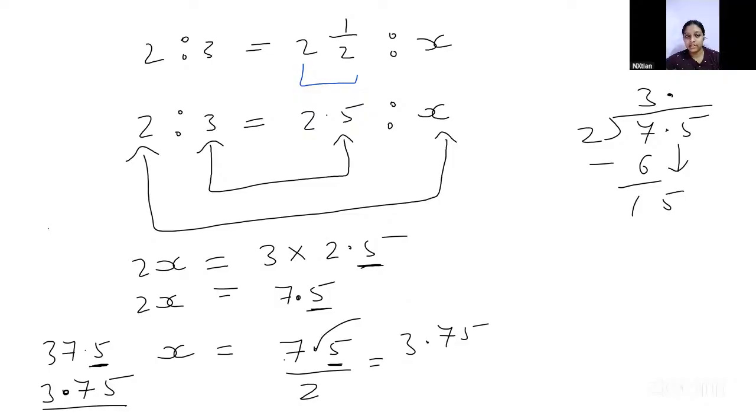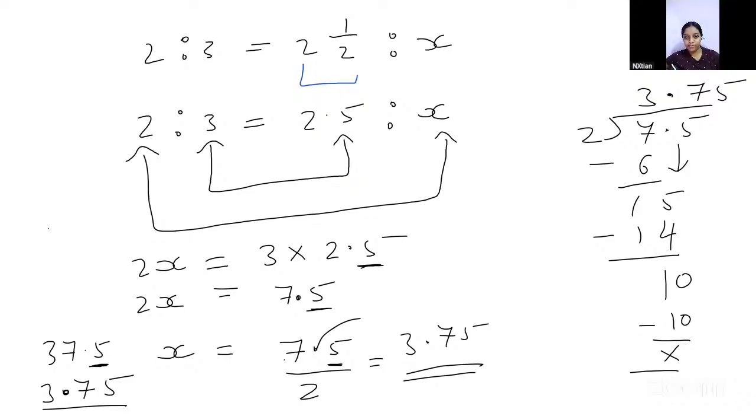2 5s are 10, 2 6s are 12, 2 7s are 14. 14 minus 1. Now the point is there, because the point is already there, you can put a 0 here. 2 5s are 10. And there we have 3.75. This is how you divide with decimals. Understood now where 3.75 comes from?